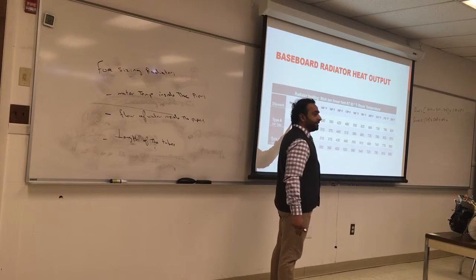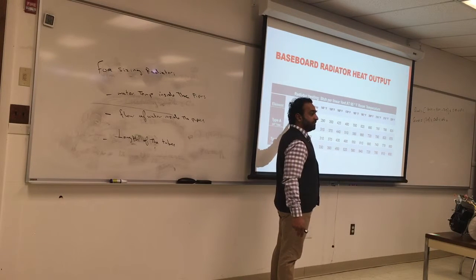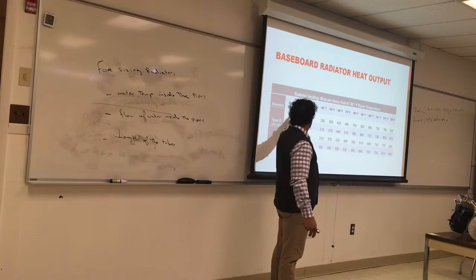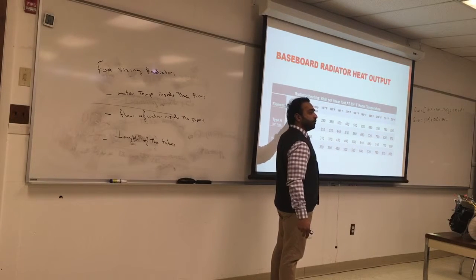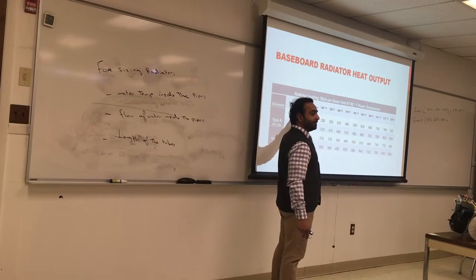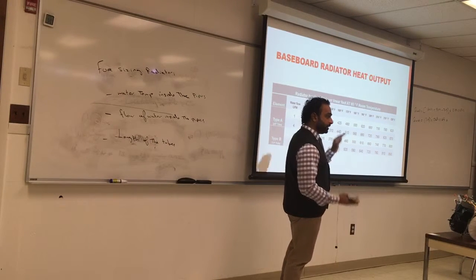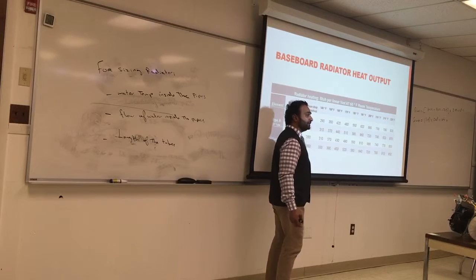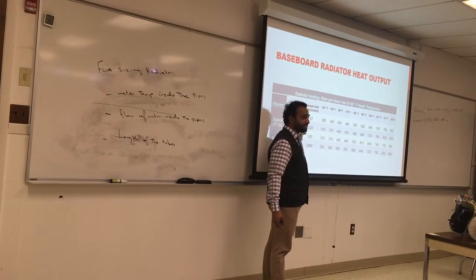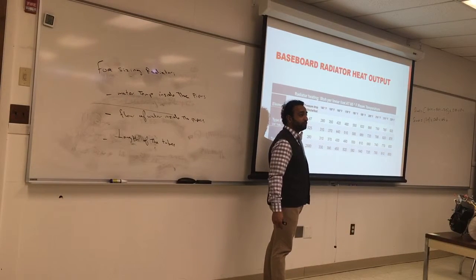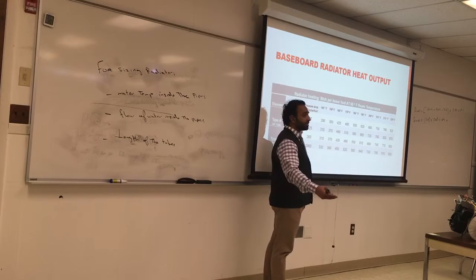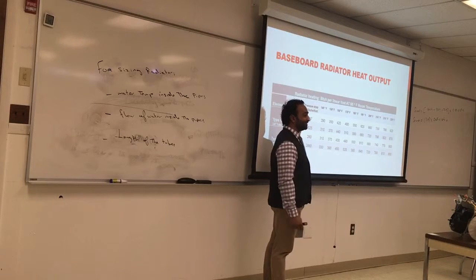The second thing is the water flow in GPM inside the tube. We have from 1 gallon per minute to 4 gallons per minute. So you have a range. That's the upper limit, that's the lower limit. Can we go faster? Yes, we can, but you're not supposed to. If you go faster, what will happen? You will disrupt the flow of heat from the tube to the room.